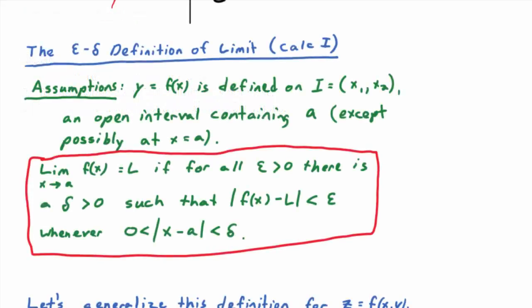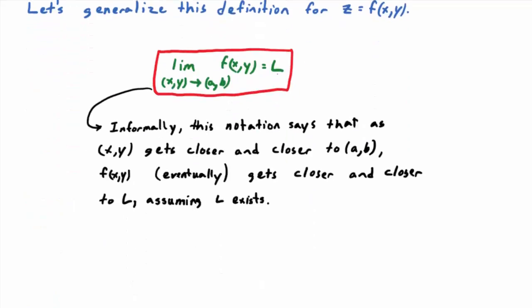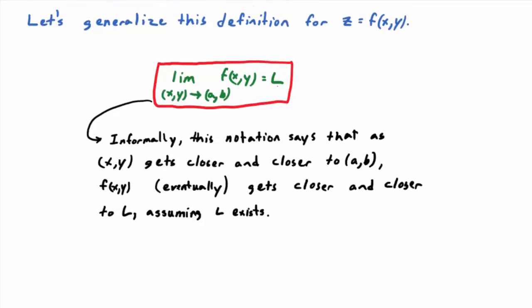Okay, so hopefully you already looked at the Calculus 1 epsilon-delta definition. It's just a fancy way of saying for the limit as x approaches a of f of x equals L, the closer x gets to a, the closer f of x gets to L, at least eventually. It's a fancy way of saying that. So what we want to do then in this section is generalize that definition for a function of two input variables, z equals f of x, y.